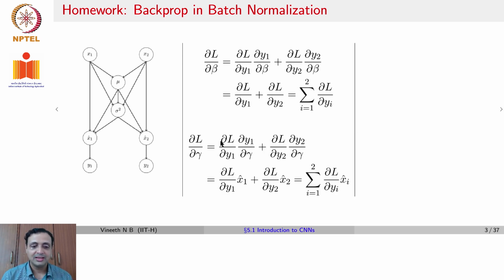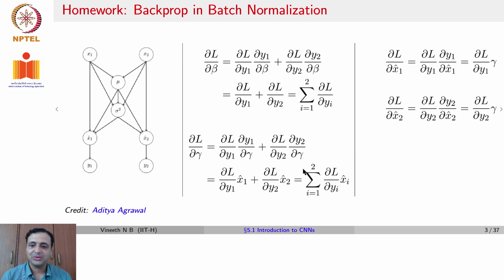Let's move on to the next one. Similarly, dou L by dou gamma; remember gamma is the constant that multiplies xi hat. So dou L by dou gamma is equal to dou L by dou y1 into dou y1 by dou gamma, and so on and so forth for all the y terms. And dou y1 by dou gamma, as you can see, is going to be x1 hat by the very definition of these terms. So that term gets replaced by x1 hat. So you have dou L by dou y1 into x1 hat plus dou L by dou y2 into x2 hat, and that gets summarized as a summation in this way. Let's move on to the next term.